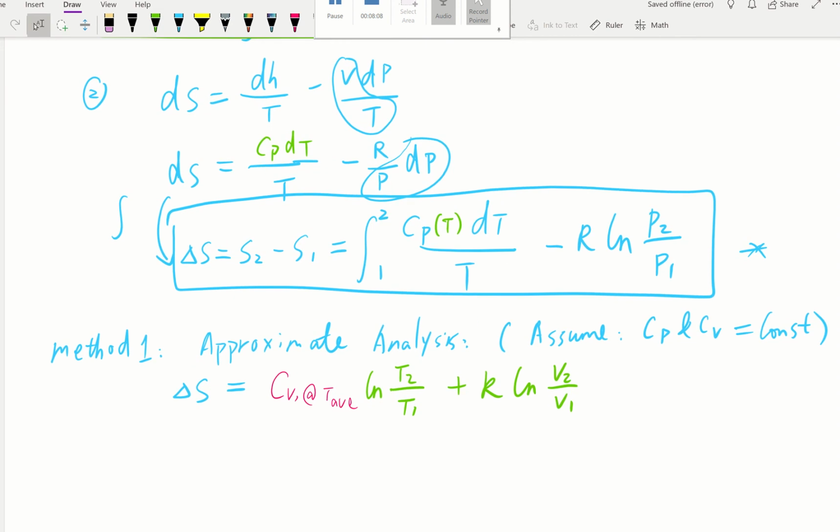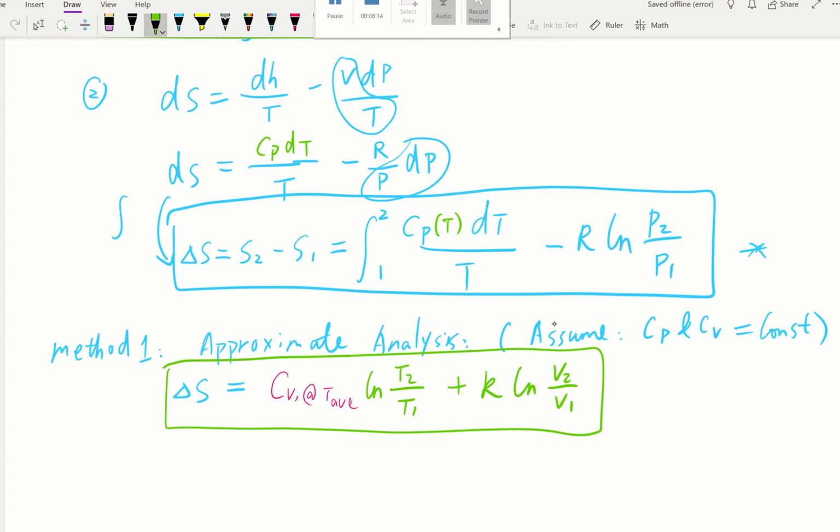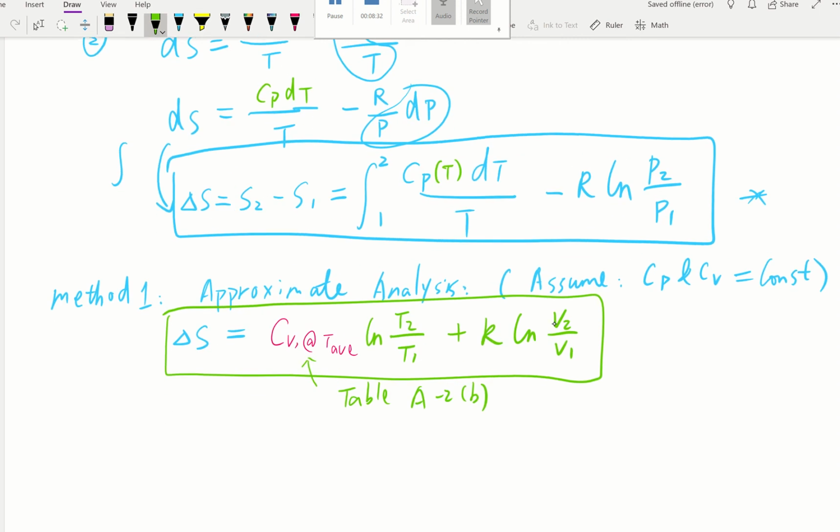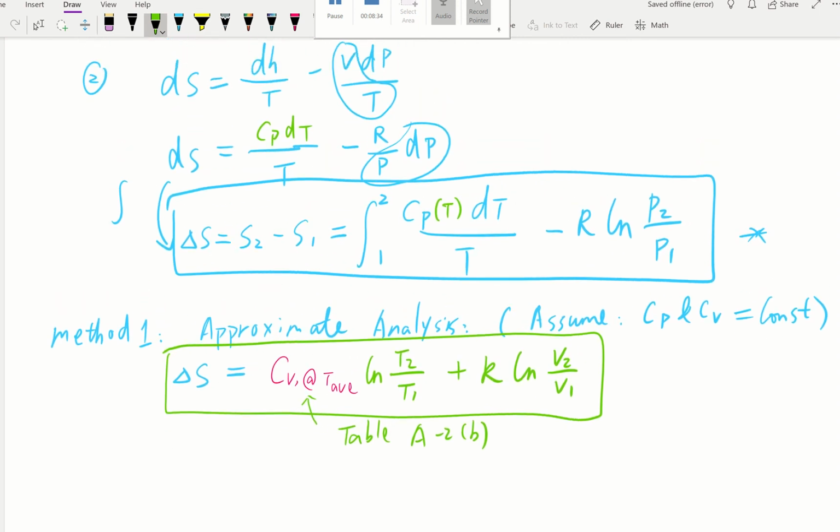Okay. And a quick review, where do we find this Cv value for ideal gas? That's going to be from our table A2B, right? A2A is at 300 Kelvin, the room temperature. A2B is at different temperatures. Okay. Now continue using method 1.